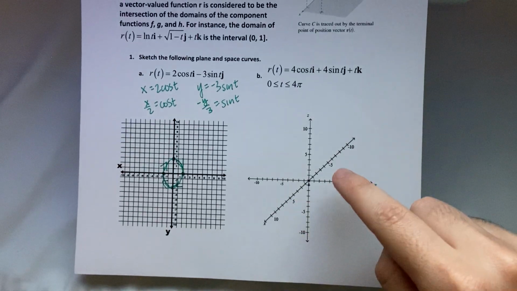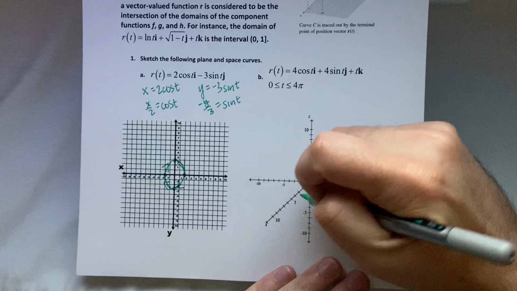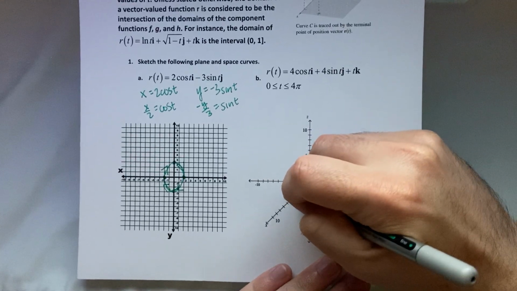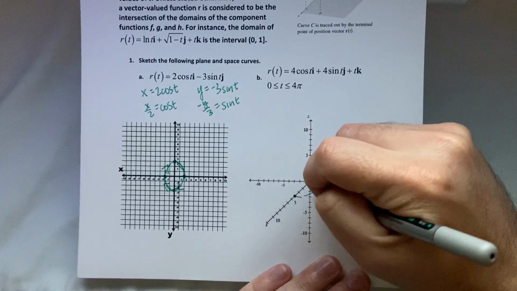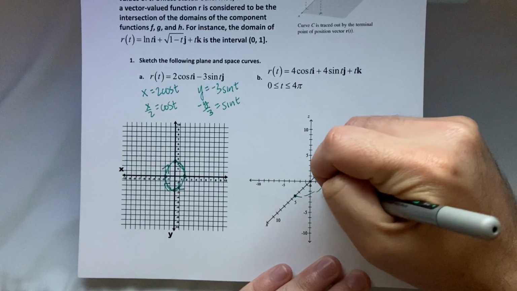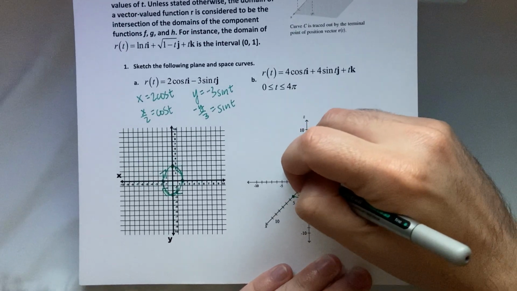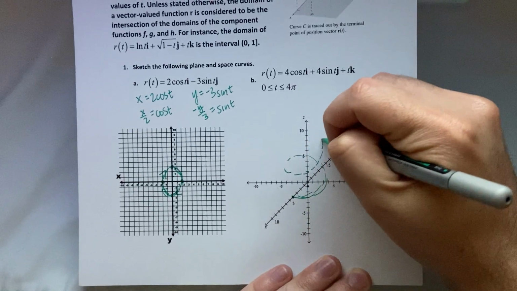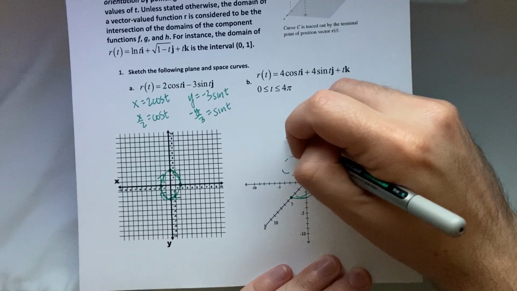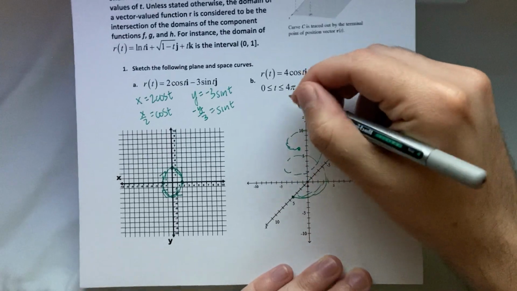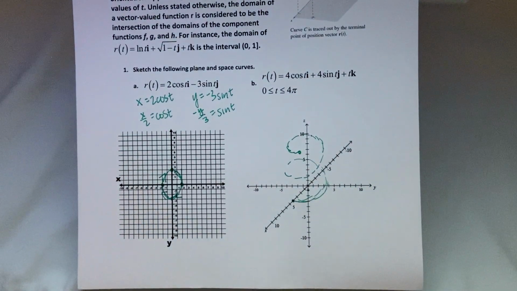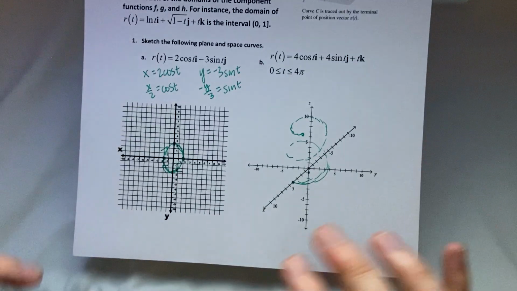But as we're tracing the circle, we should be rising. So it should be something like, almost like a curl, but going up. So it's like going up a cylinder. And since it's 4 pi, it should have 2 full revolutions, something like this. And we have an actual picture of it on the next page.